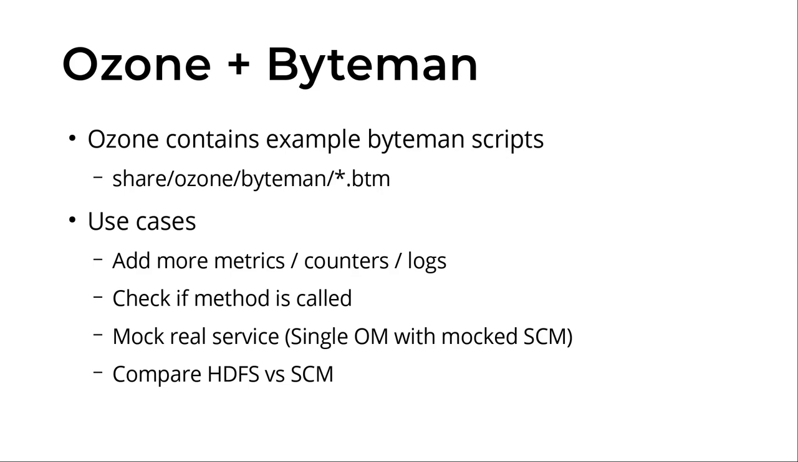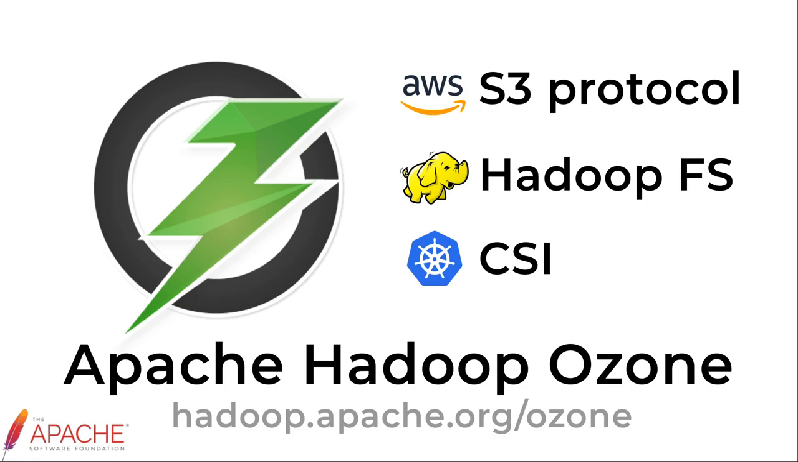So hopefully you are convinced that the Byteman is a very useful tool, and in the next video, we can check how it is used, for example, to test an isolated Ratis leader or an isolated Ozone manager.